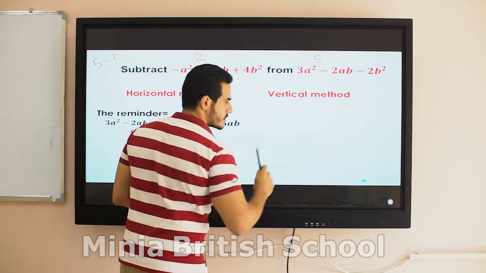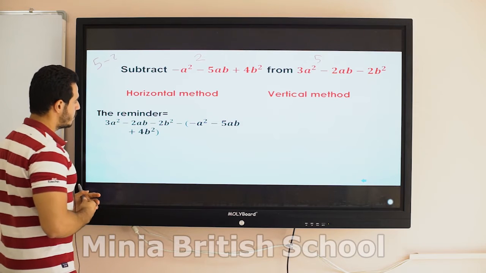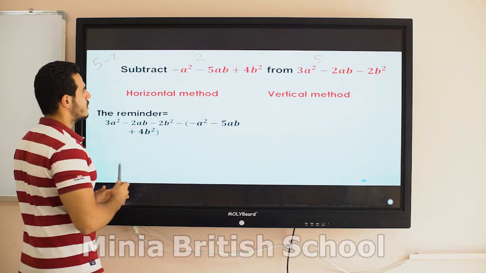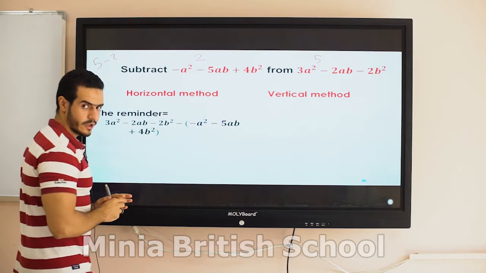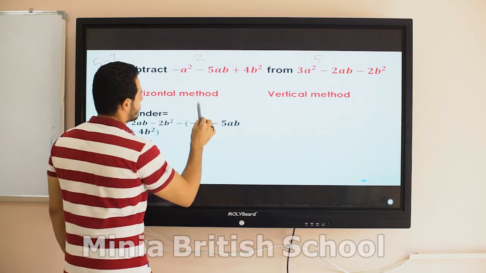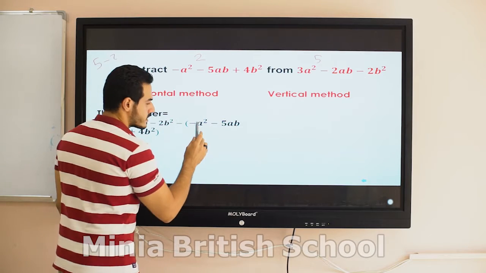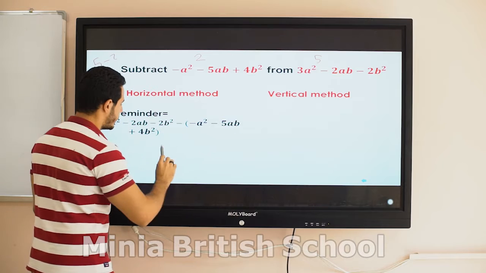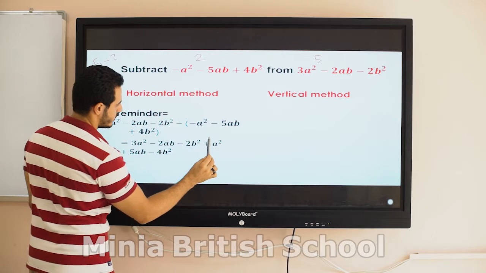Okay, the remainder of subtraction. The second expression I will write at first: 3a power 2 minus 2ab minus 2p power 2. Subtract is minus and open bracket. Okay, write the first expression here. Now enter the negative into the bracket. So I will inverse all signs of the bracket. It will be the first expression.